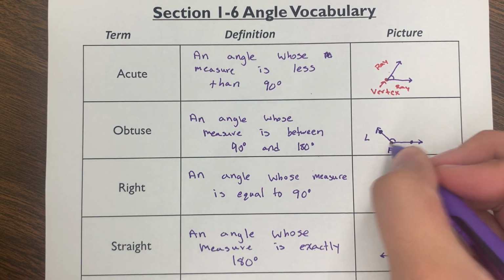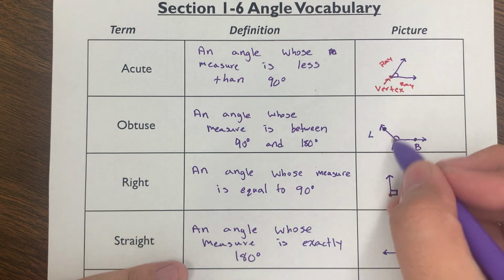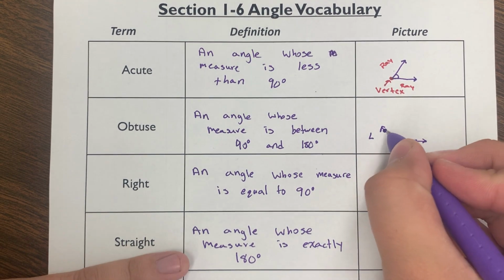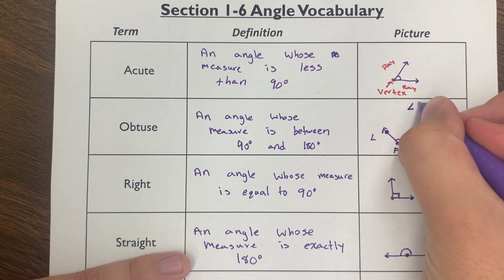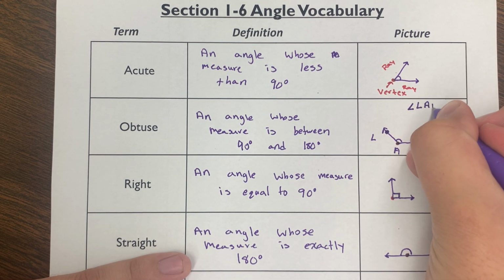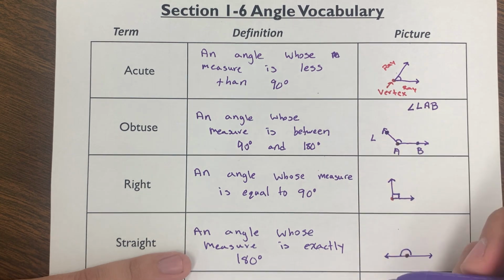When I go to name this, the vertex always has to be the second letter. And then I can name it in any direction I want to. I can go angle L, A, B if I want to. So I'll put angle L, A, B. Notice the vertex is directly in the middle of the three letters.